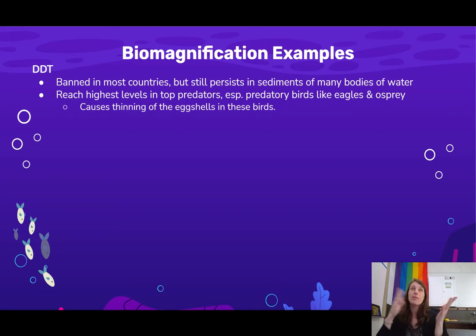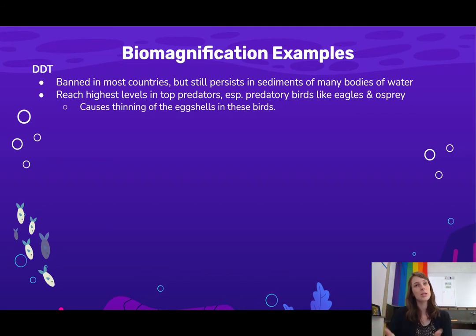Now, one of them that I feel like I've already talked about a few times in this unit is DDT. It was banned in most countries, but it does still persist in sediments of many bodies of water. So it's going to be reached at much higher levels in the top predators, like all these biomagnification ones do.